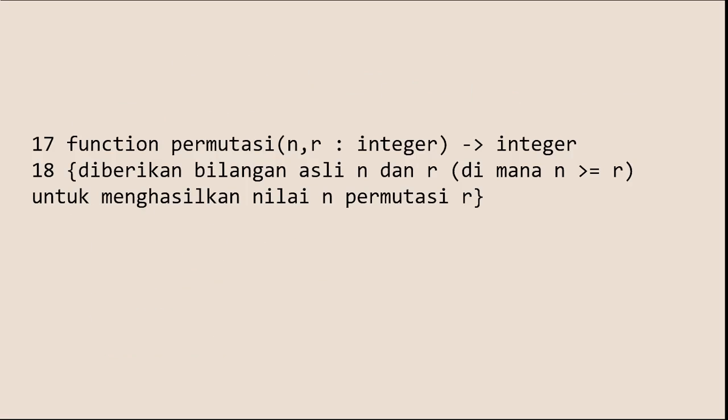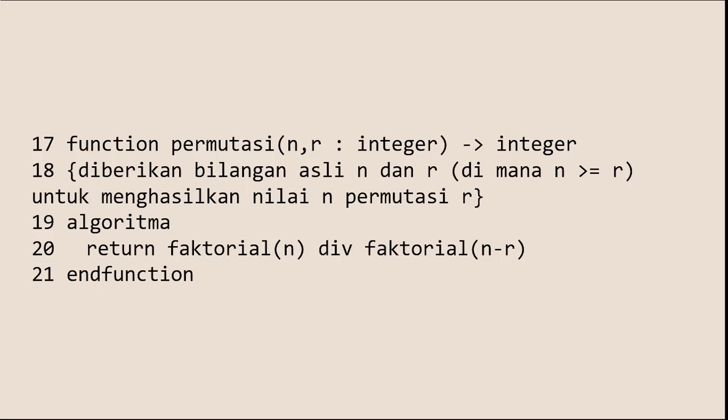So the second one is the permutation function. Permutation is easier because we have already defined the factorial function. In permutation we can just return factorial n divided by factorial n minus r. So we can just call the factorial function to solve this subprogram.